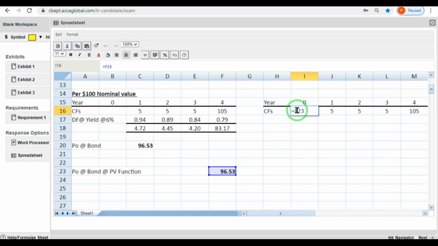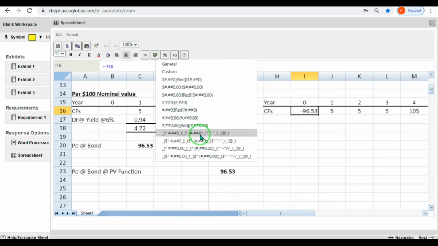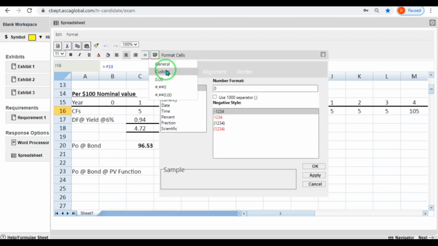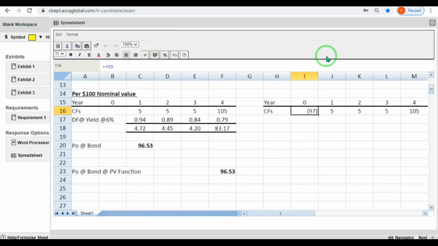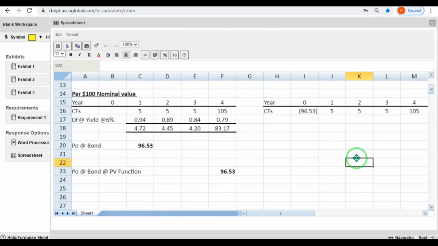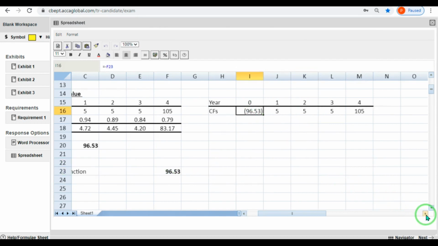And I'll work this out from the investor perspective. Let's choose custom, 2 decimal places. Okay, 96.53 is what you pay as an investor, and you're going to get $5, $5, $5, and $105.